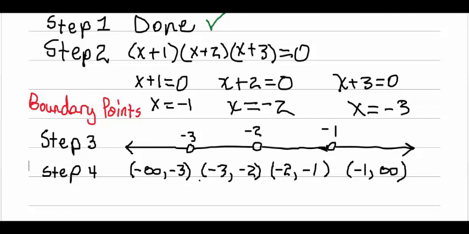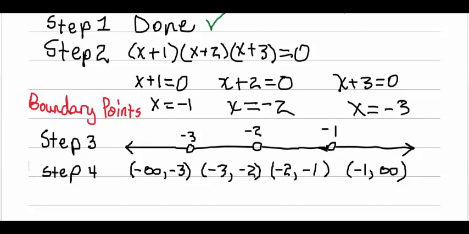So notice you'll always have one more interval than you have boundary points. If I have 3 boundary points, I'm going to have 4 intervals. And these are called test intervals. If I have 2 boundary points, I'm going to have 3 test intervals. If I only have 1 boundary point, I'm only going to have 2 test intervals.